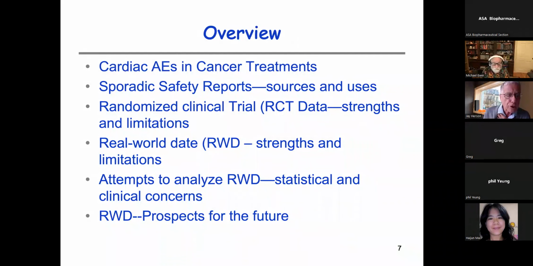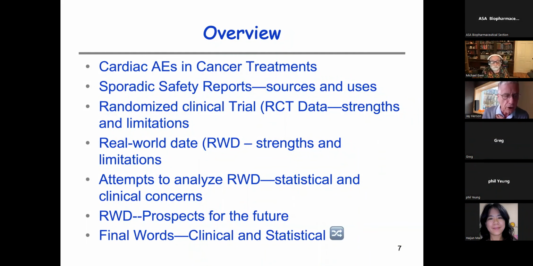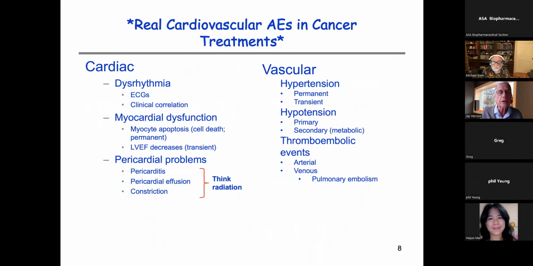And real world data, there are prospects for the future. And I'm going to go over that at the end of this talk. And then we're going to have final words, both clinical and statistical. And now Michael is going to run us through the AEs.